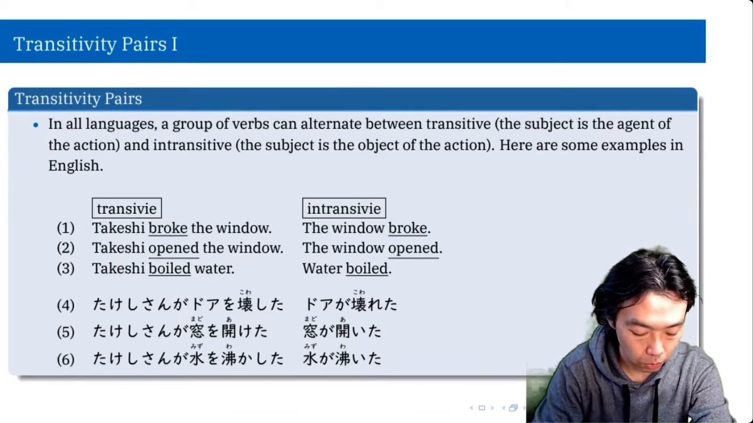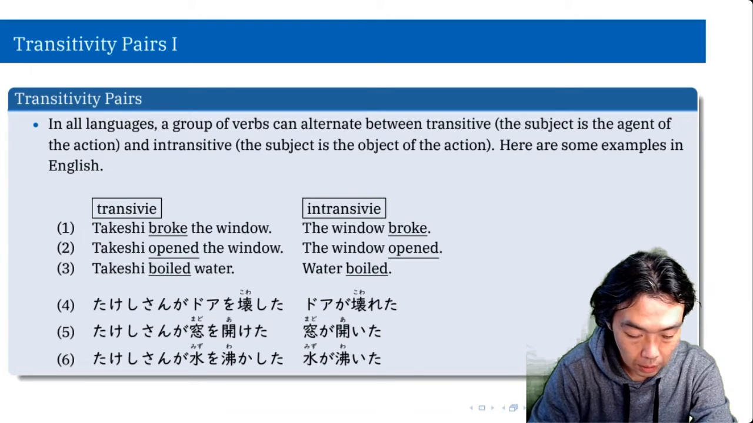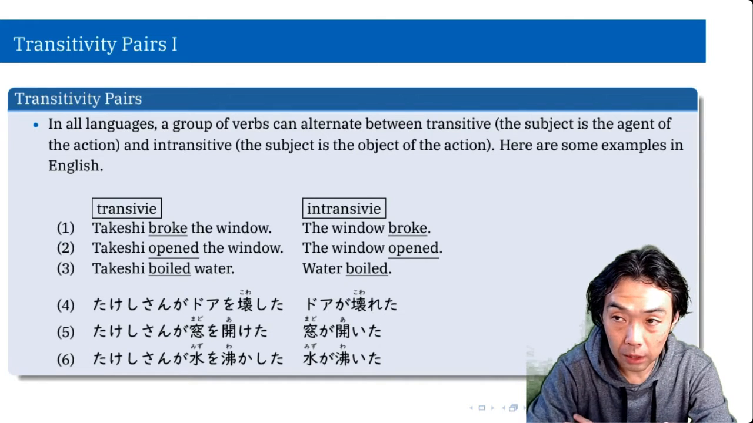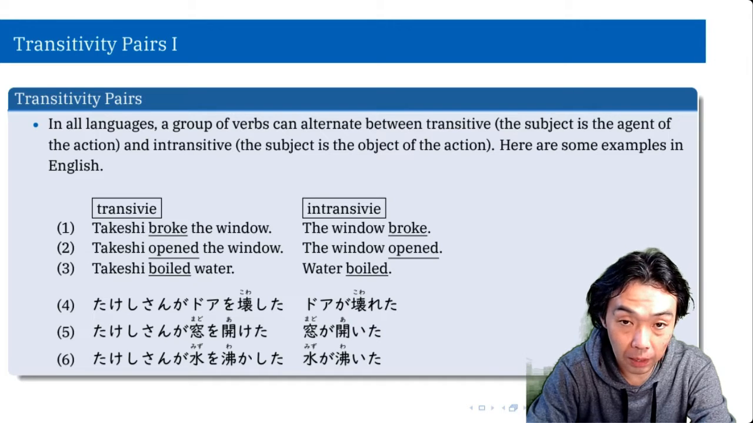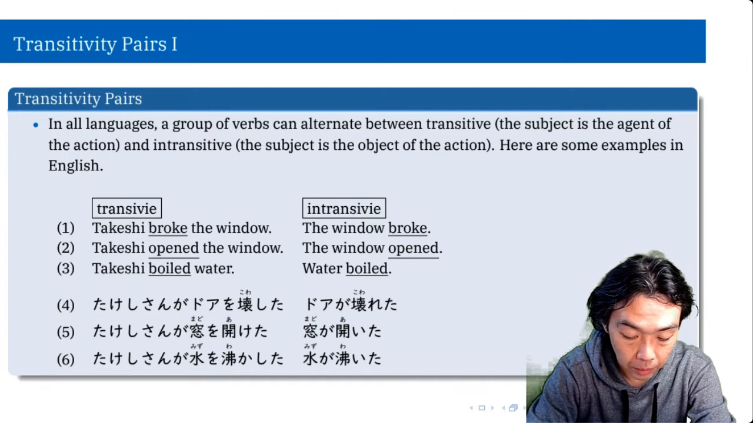Okay, so today we are going to talk about transitive pairs. I think it's easier to start with English because English also has the same pairs as Japanese transitive pairs.